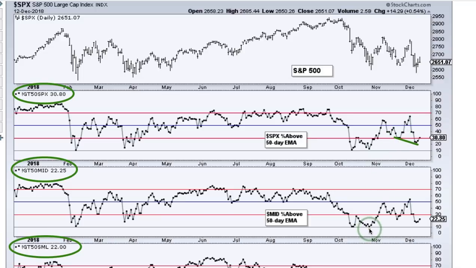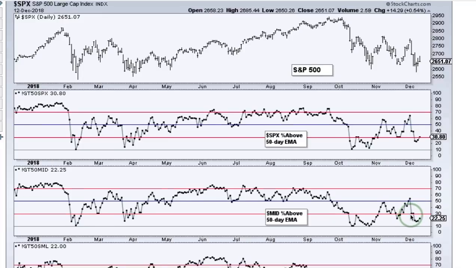So when we look at mid caps, we can see a similar thing happening here. From late October to mid-November, we had fewer stocks going below the 50-day moving average. But then you can see here from late November to this December point, we had more stocks going below the 50-day moving average. So that is a negative. It shows more underlying weakness in the market.